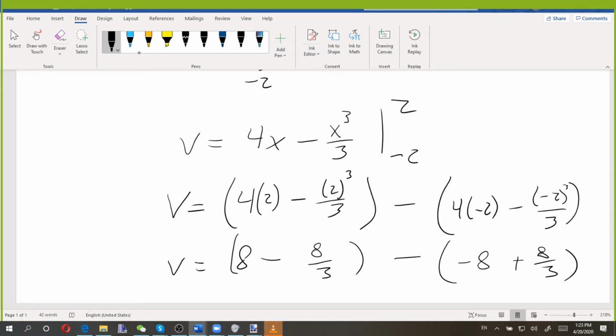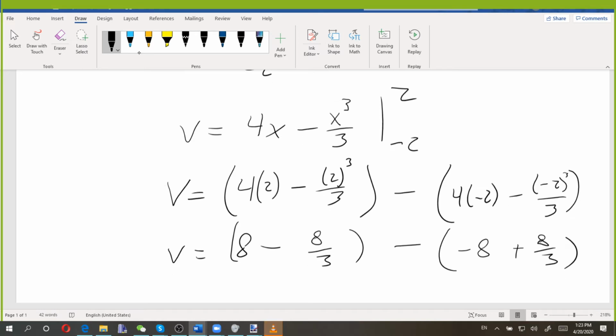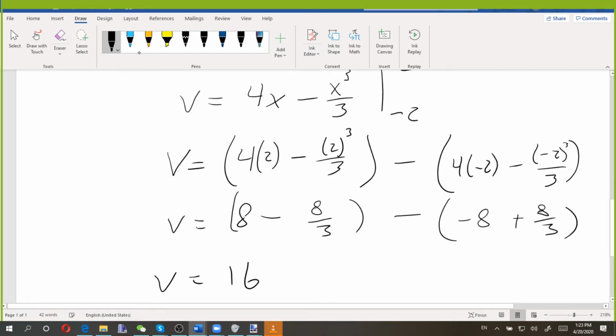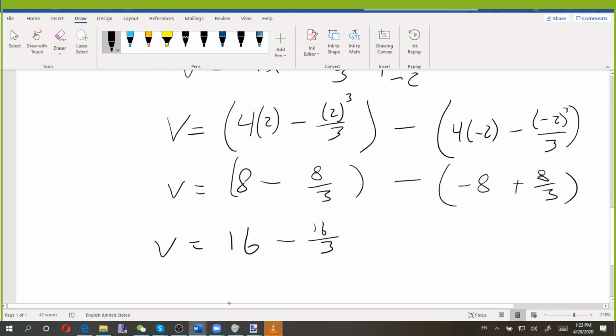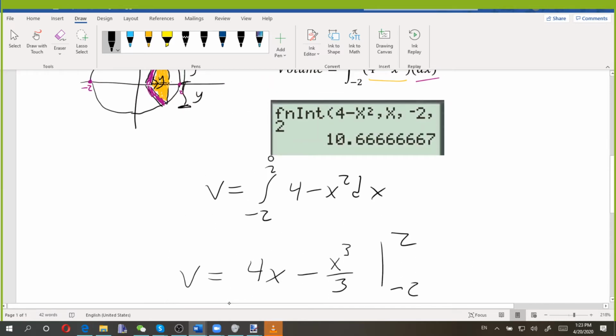So I am subtracting a -8, so that means I'm adding an 8, so that's 8 plus 8 is 16. I've got a -8 thirds minus 8 thirds, so that's -2 times 8 thirds, since they're both the same, will give me -16 thirds. Okay, then I'm going to get a common denominator so that I can combine these. So that means my volume is equal to, if I get a common denominator over 3, this will be 16 times 3 is 48 thirds minus 16 thirds, which would give me 32 thirds. If you wanted it as a decimal, that would be 10.6 repeating, which is what we got in the calculator.